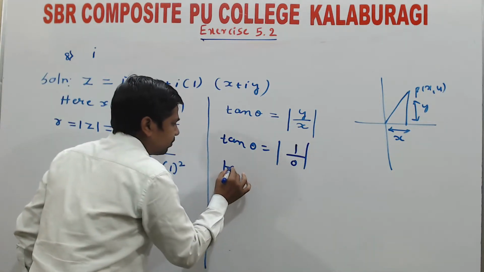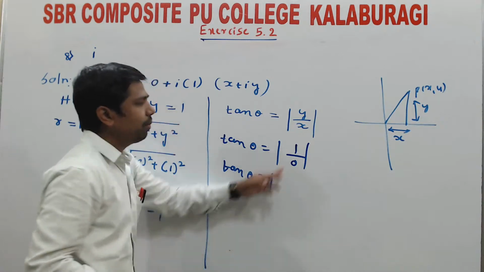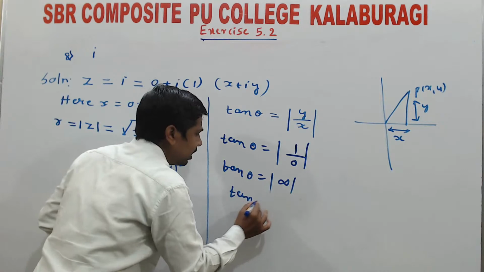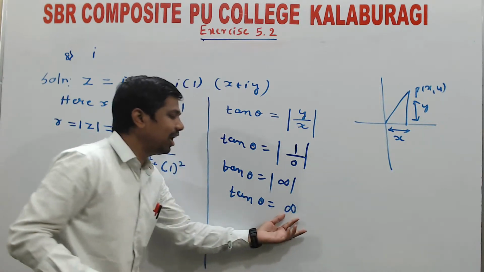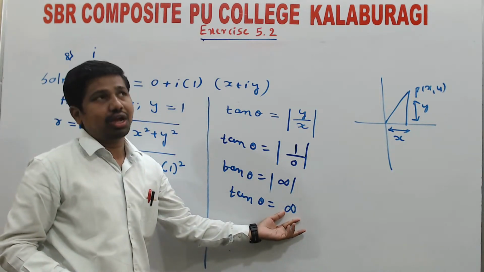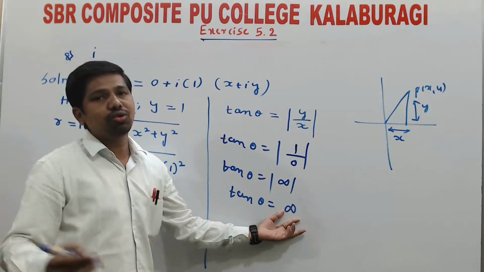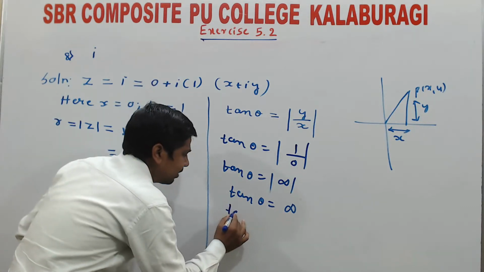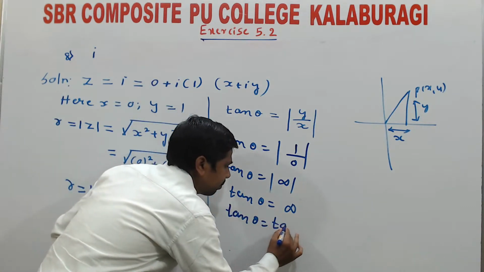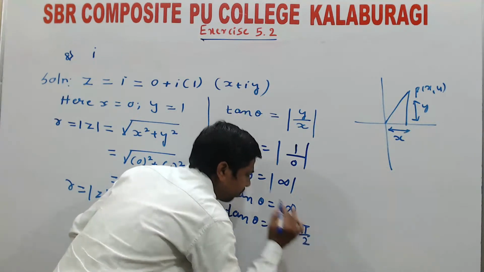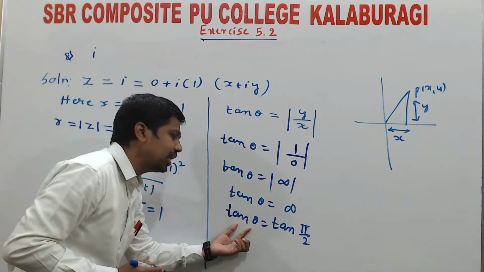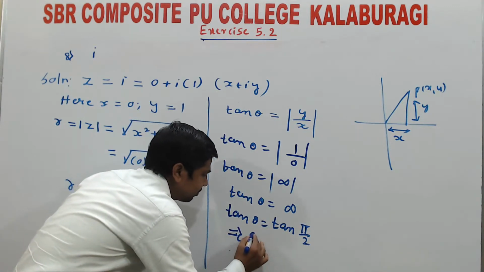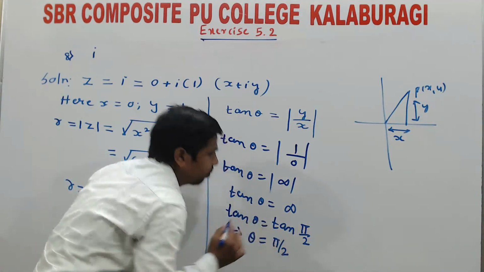1 by 0 it is. What is 1 by 0? It is infinity. That's right. So modulus of infinity again is infinity. So for which angle is tan infinity? That you have to check. Tan 45 is 1, tan 60 is root 3, tan 90 is equal to infinity. So this infinity we can write as tan of 90, that is pi by 2. So tan theta equal to tan pi by 2 implies theta is equal to pi by 2.